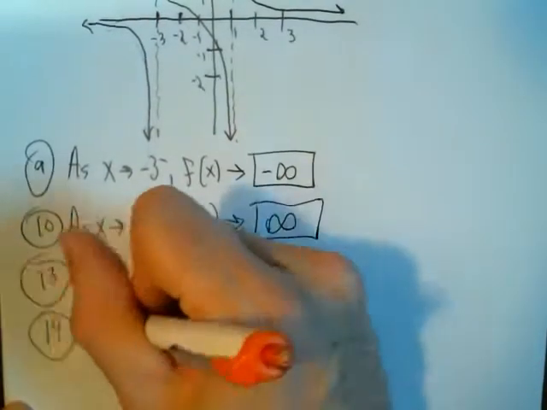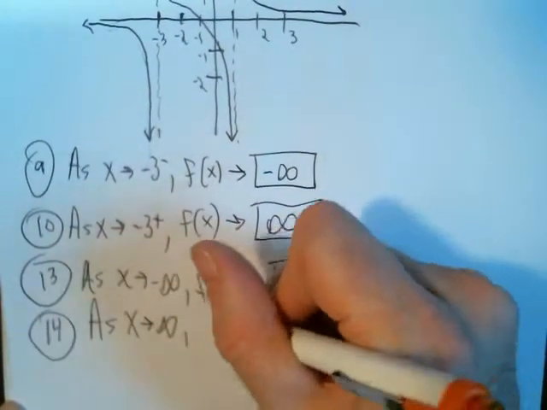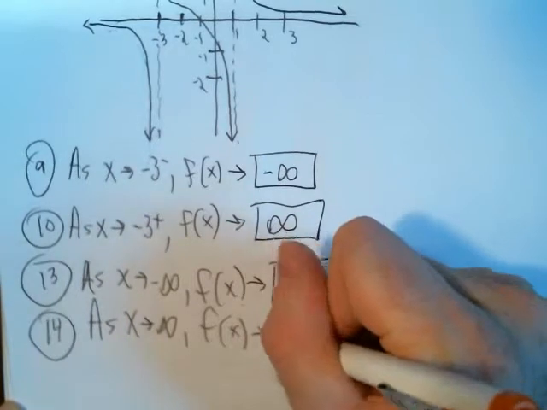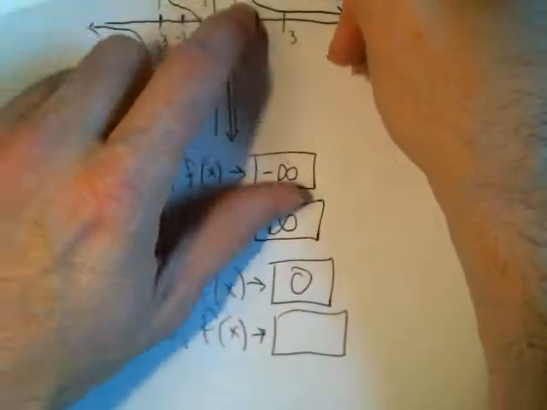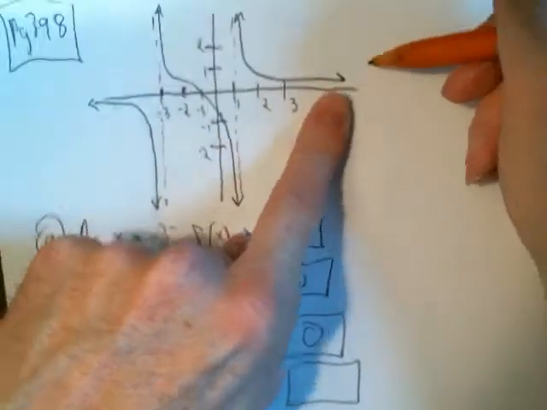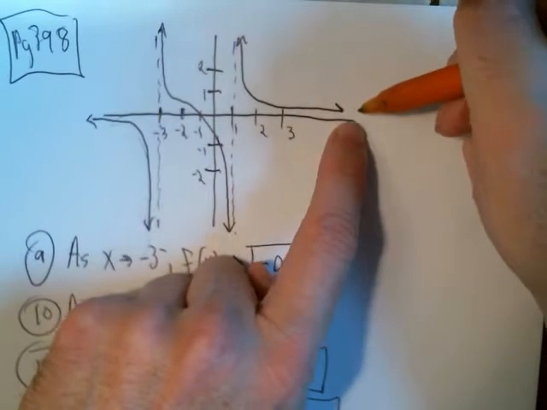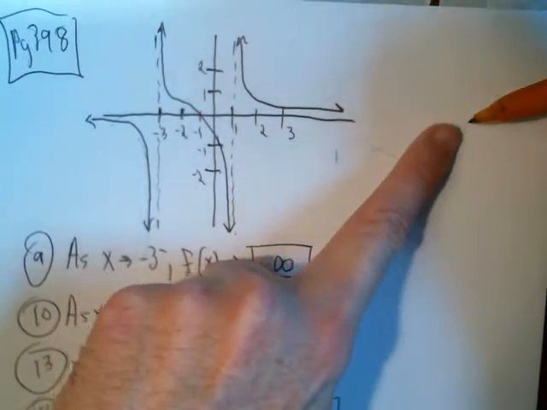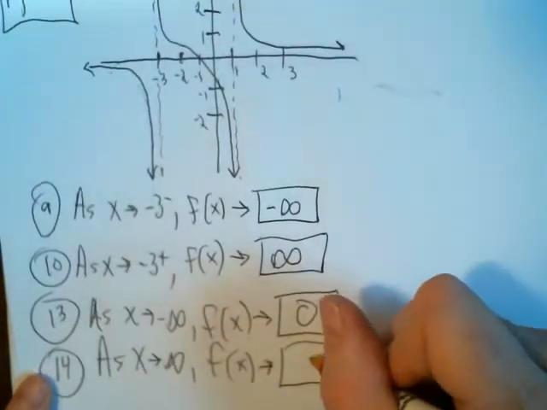14. As x goes to probably positive infinity, then f of x goes, the y values go where? Okay. So in this case, you're thinking this direction, right? So you maybe start out at 2, 3, 4, 5, 6, 7, and it looks like the height values are going to 0 as well.